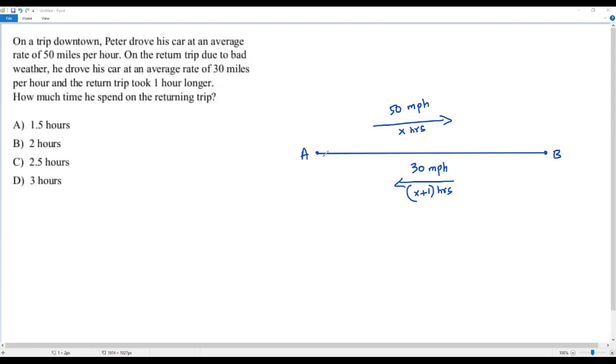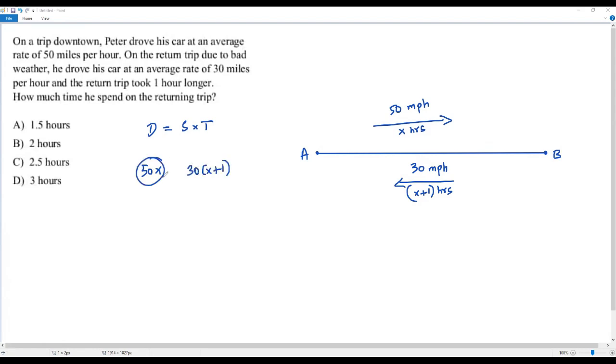Now if I want to get the distance from A to B, I can use a formula. The formula to find the distance is speed multiplied by time. Let's find the distance from A to B. For that, we multiply the speed 50 by the time x, then we get 50x. Now to get the distance from B to A, we multiply the speed 30 by the time x plus 1 hours. I am getting 30 times (x plus 1).